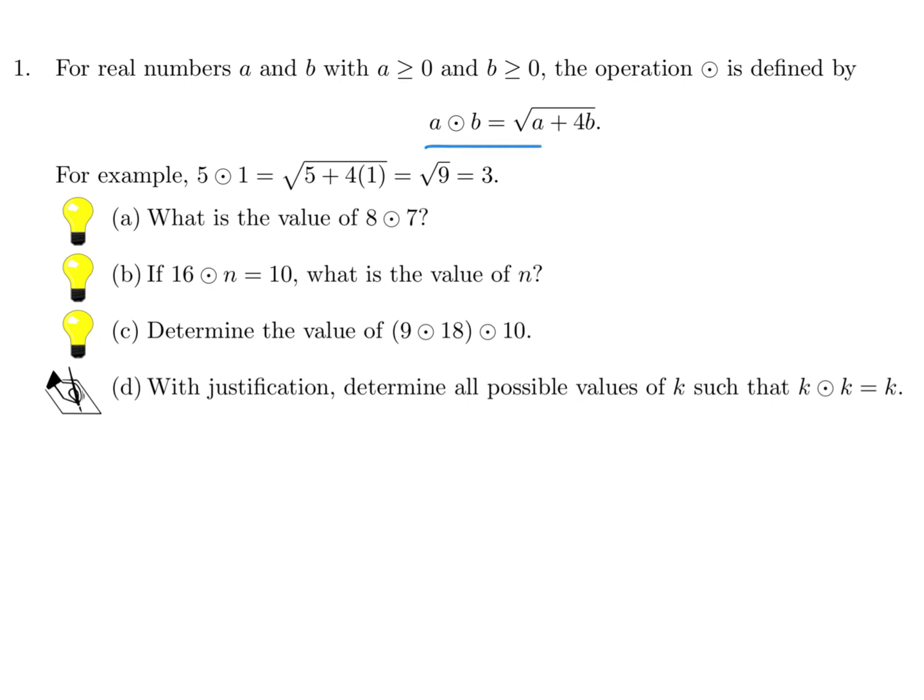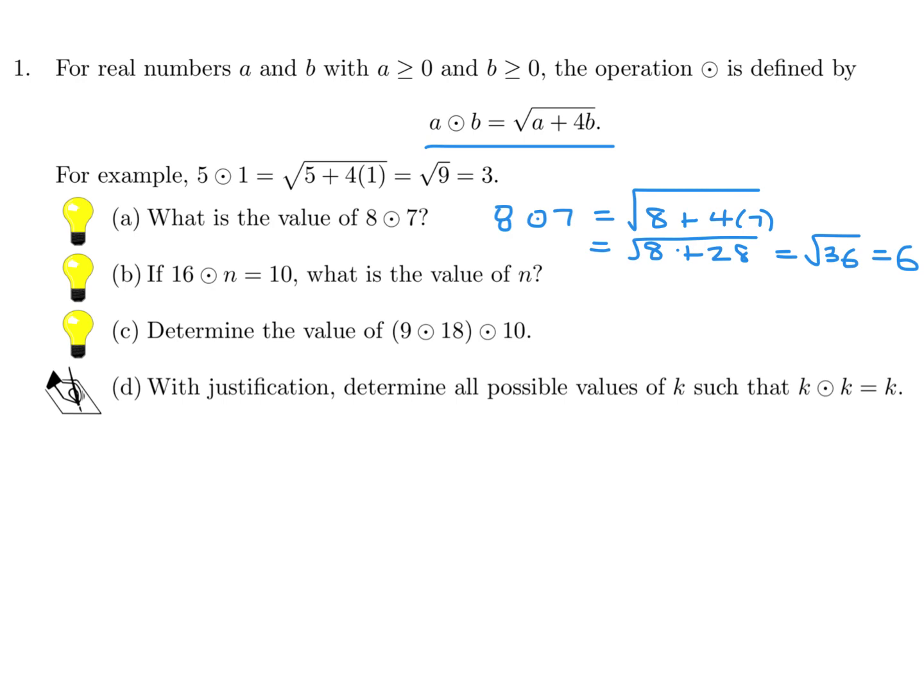So according to this, we will do 8 symbol 7 as follows. It will be the root of 8 plus 4 times 7. And that is 8 plus 28, which is root 36, and that is 6.